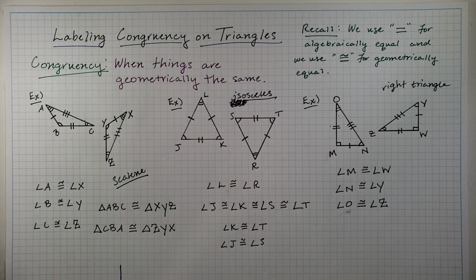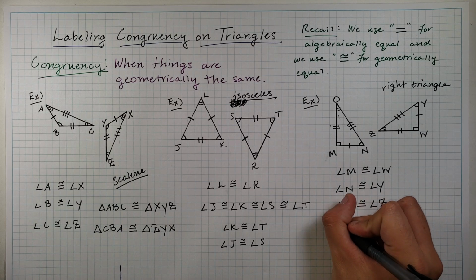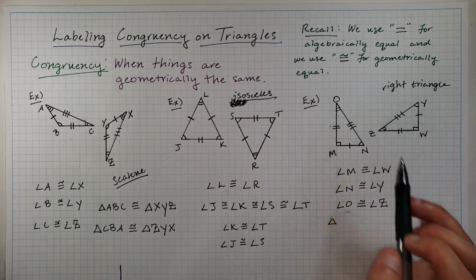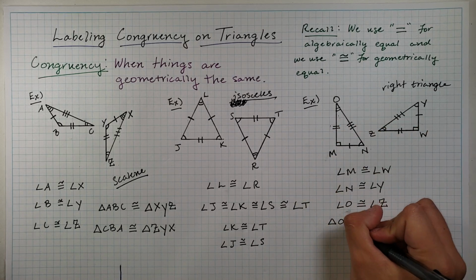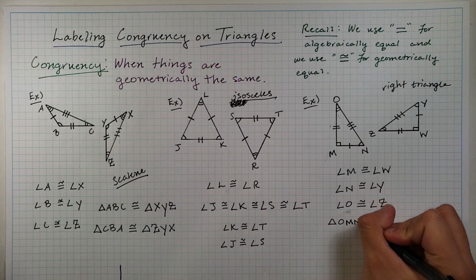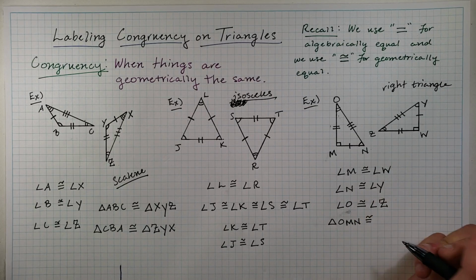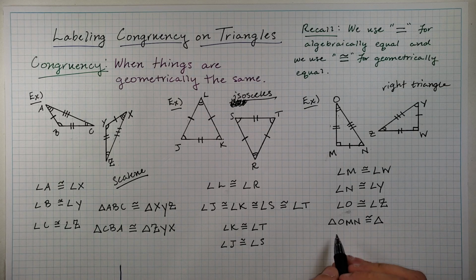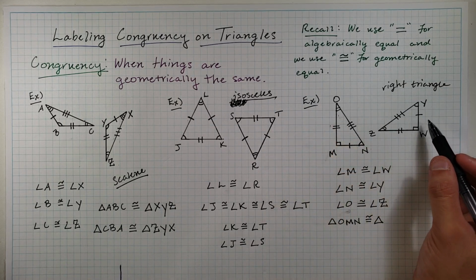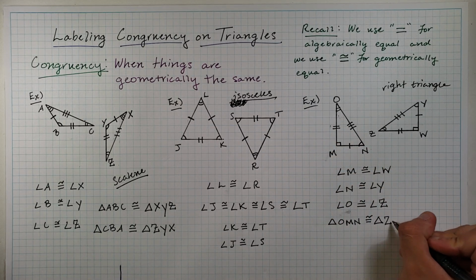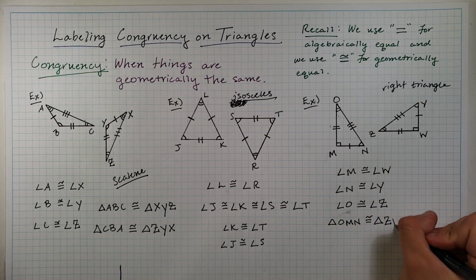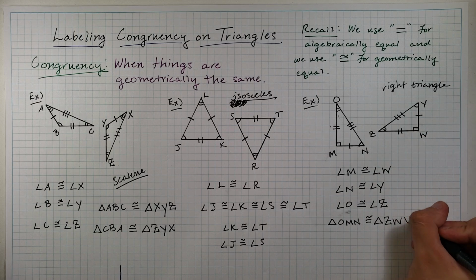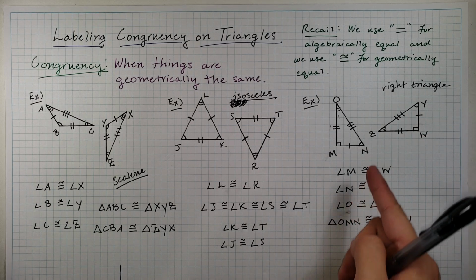All right, and what else could we say? We could say some stuff about the triangles being congruent, right? Let's start with the double arc. So let's say triangle O, and then we'll go down to the right angle, M, N is congruent to triangle. We started with the double arc, so we need to start with the double arc here, Z. We went to the right angle, so we need to go to the right angle here, W, and then Y. You can mix it up, but you want to be consistent.